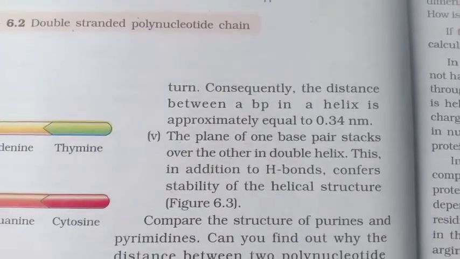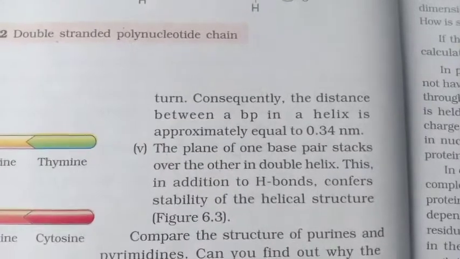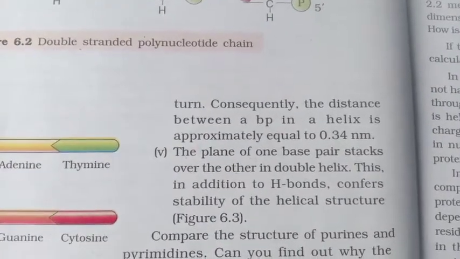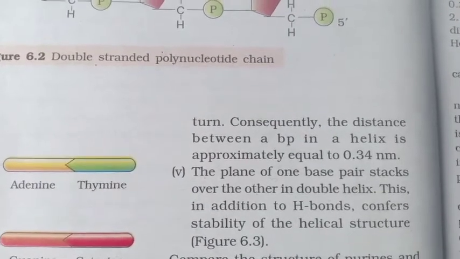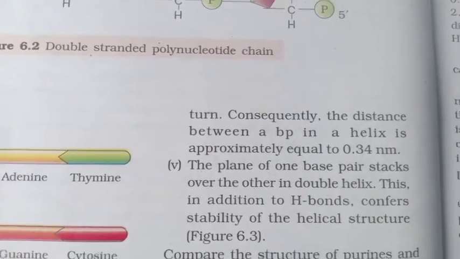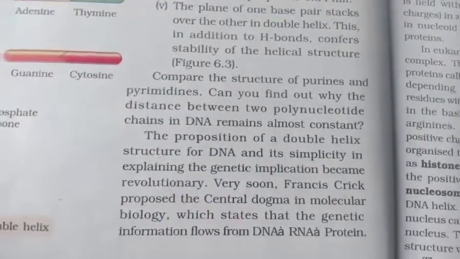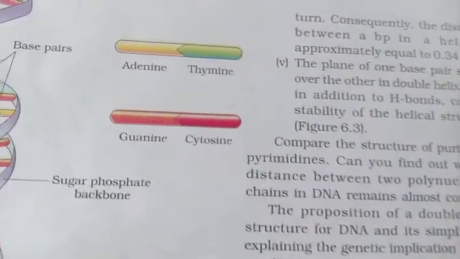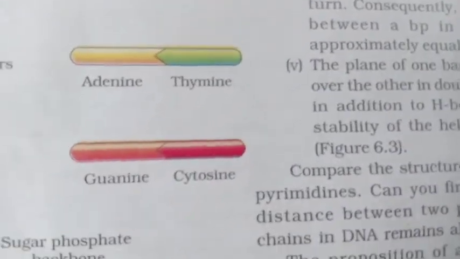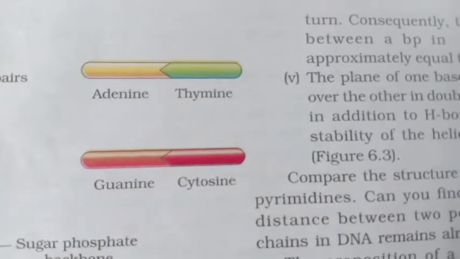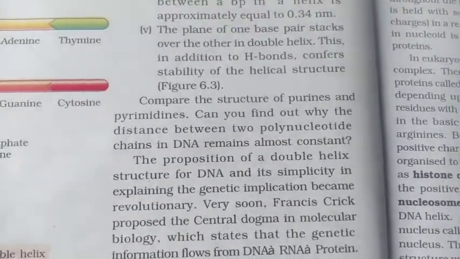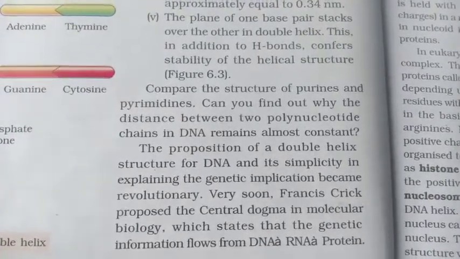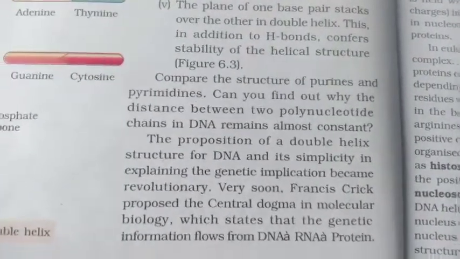The plane of one base pair stacks over the other in the double helix. This, in addition to hydrogen bonds, confers stability to the helical structure. Now compare the structure of the purines and the pyrimidines: a purine versus a pyrimidine, adenine, thymine, and guanine, cytosine. You can find the distance between the two polynucleotide chains in the DNA remains almost constant.